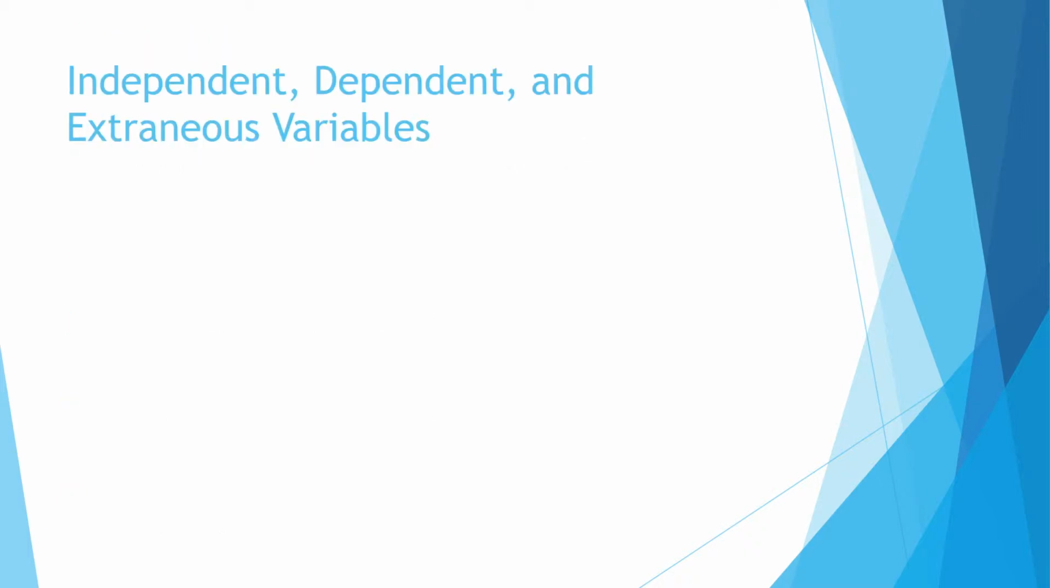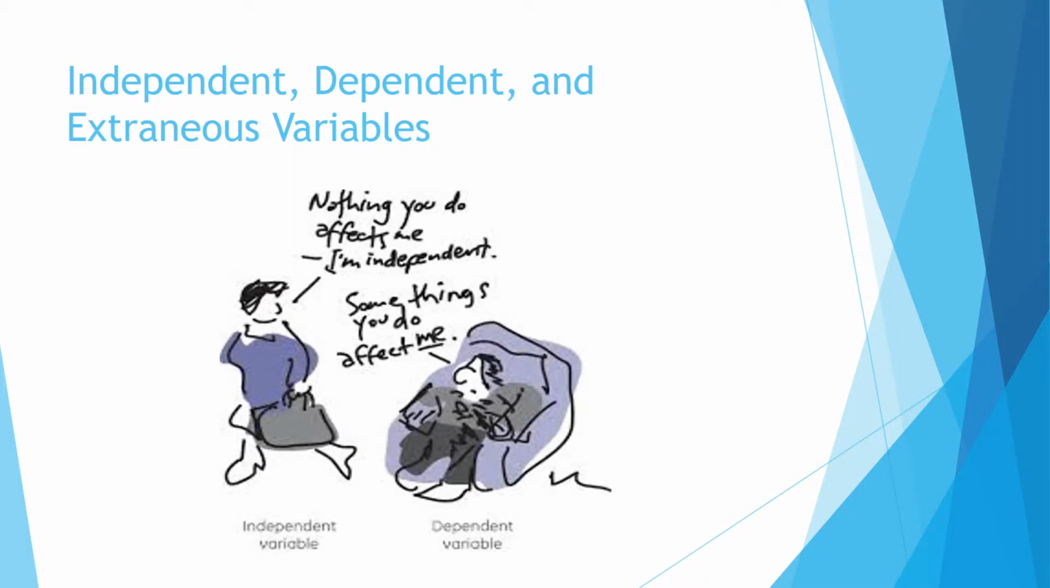So, of course, the next step is to try to define independent, dependent, and extraneous variables. So here we have Mrs. Independent Variable and Mr. Dependent Variable, and she appears to be heading out the door and say, "Nothing you do affects me. I'm independent." And Mr. Dependent Variable says, "Well, some things you do affect me."